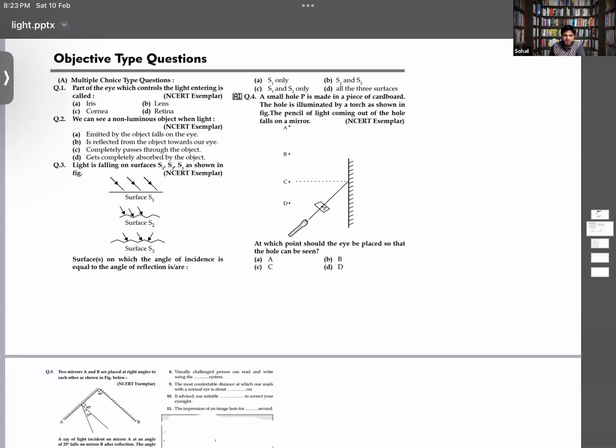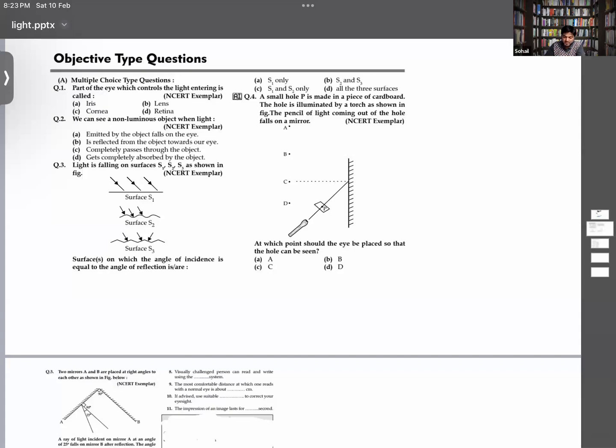Question number 4, Arham, look at this question. The same question I gave you in the test also. It was C, right? Which one? Fourth one. No, it's not C. It's not C. See, it's the basic length.